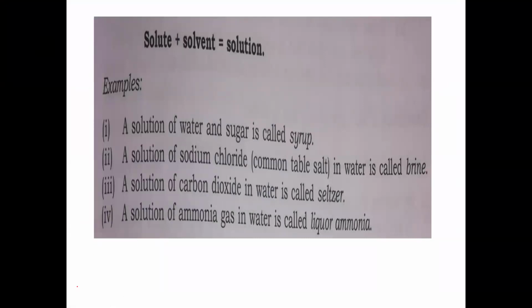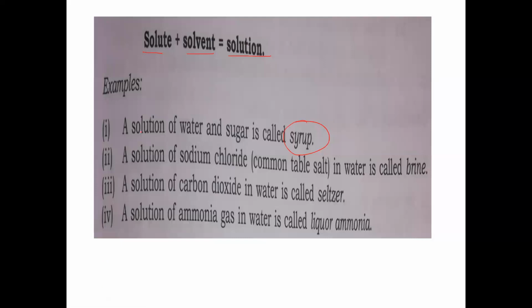So listen carefully. Generally, solute is less in quantity and solvent is more in quantity to give a solution. Major component and minor component together give a solution, which is a homogeneous mixture. Next, examples of different types of solutions. Suppose syrup: syrup means a solution of water and sugar.